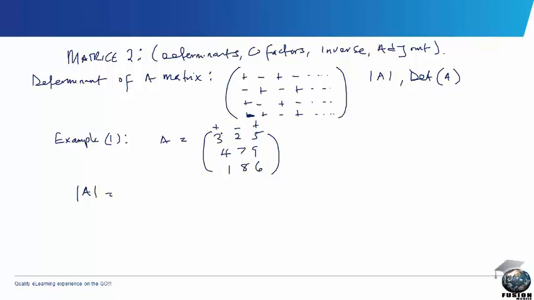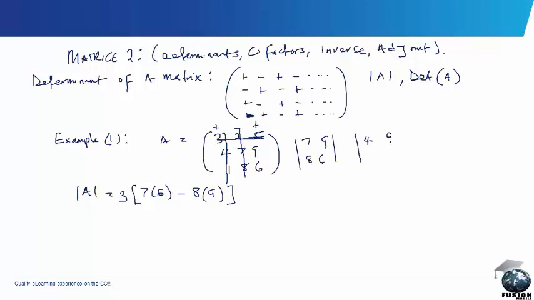When we keep the first column constant, it's like we are covering the first column and the first row, and we have values like 7, 9, 8, and 6 left. So you have 7 times 6 minus 8 times 9, all in the bracket of the leading column number, which is 3. Then the next value that follows: if we cover the second column and the first row, we'll have values like 4, 9, 1, and 6.